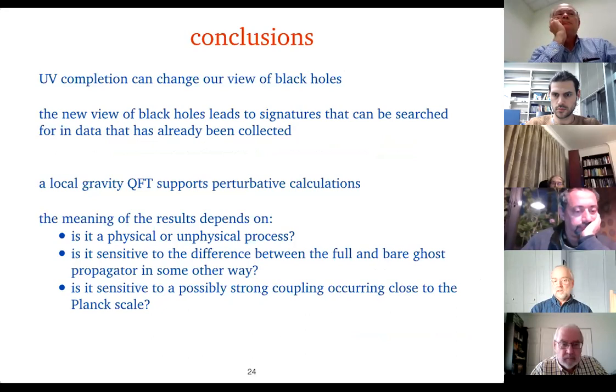And then, is it sensitive to the difference between the full and the bare ghost propagator in some other way? And is it sensitive to a possibly strong coupling occurring close to the Planck scale?